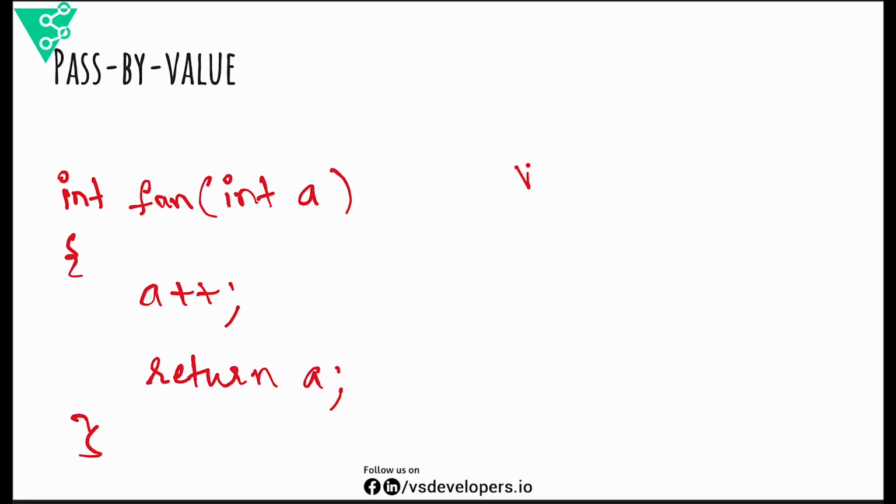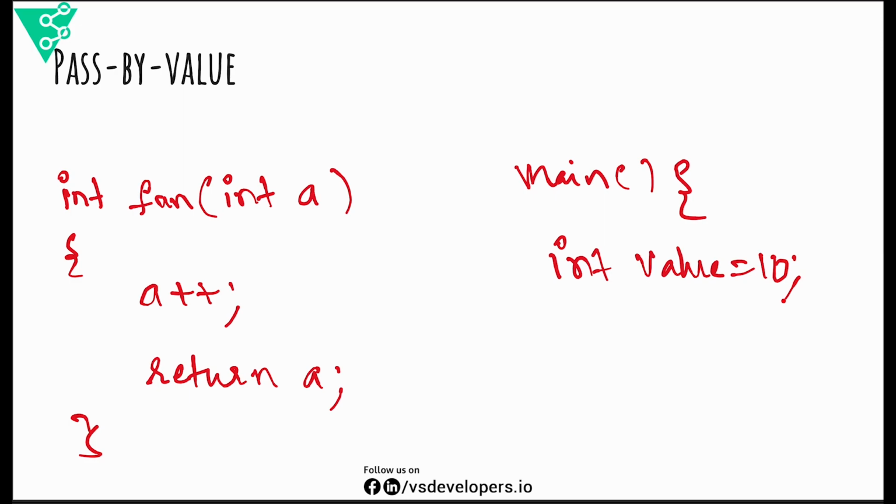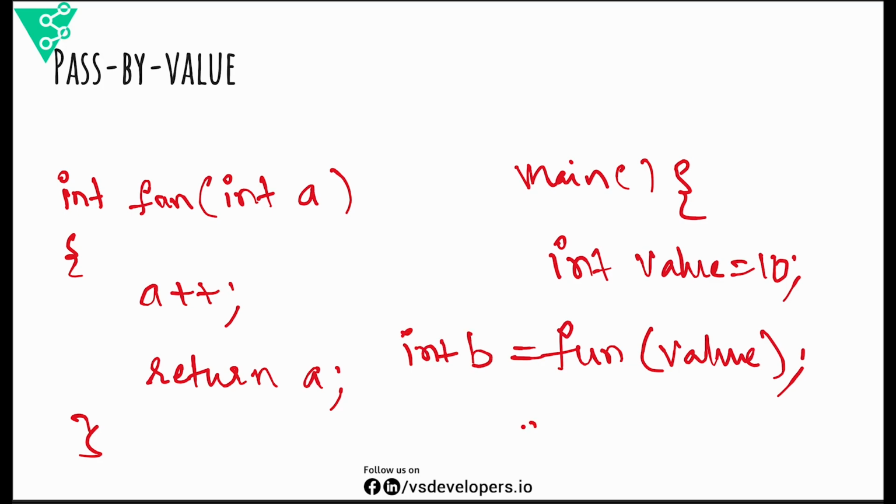Now from your application, you wanted to use the function, and you have a local variable int value equal to 10, and then you call the function fun with value, and then store the result in another integer b. Print it. What would be the output of b?